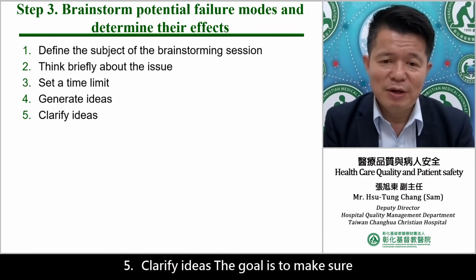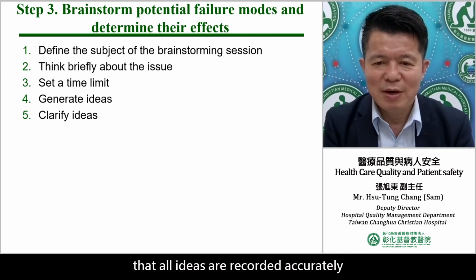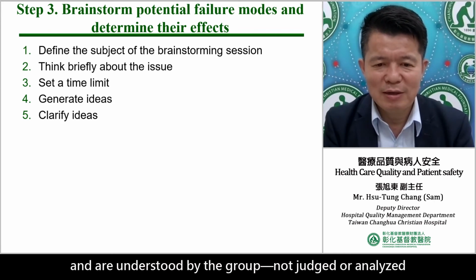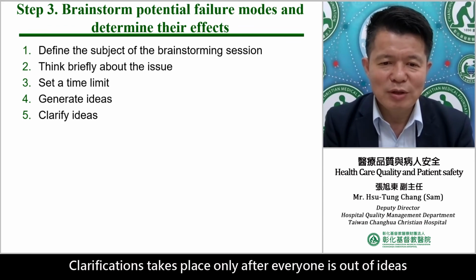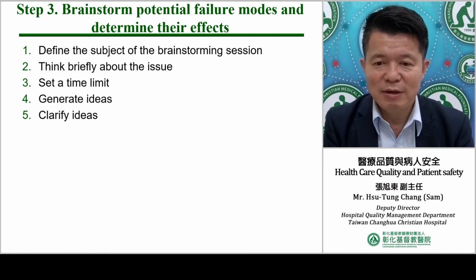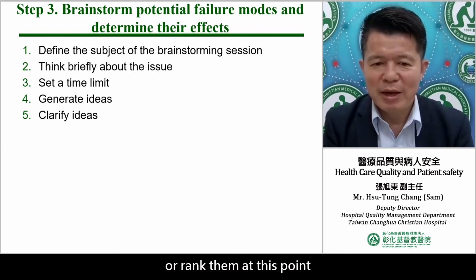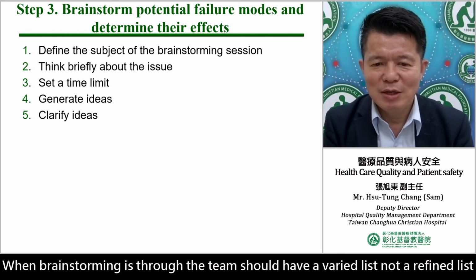5. Clarify ideas. The goal is to make sure that all ideas are recorded accurately and are understood by the group, not judged or analyzed. Clarification takes place only after everyone is out of ideas. Do not attempt to remove duplication, put the ideas in sequence, or rank them at this point. When brainstorming is through, the team should have a varied list, not a refined list.